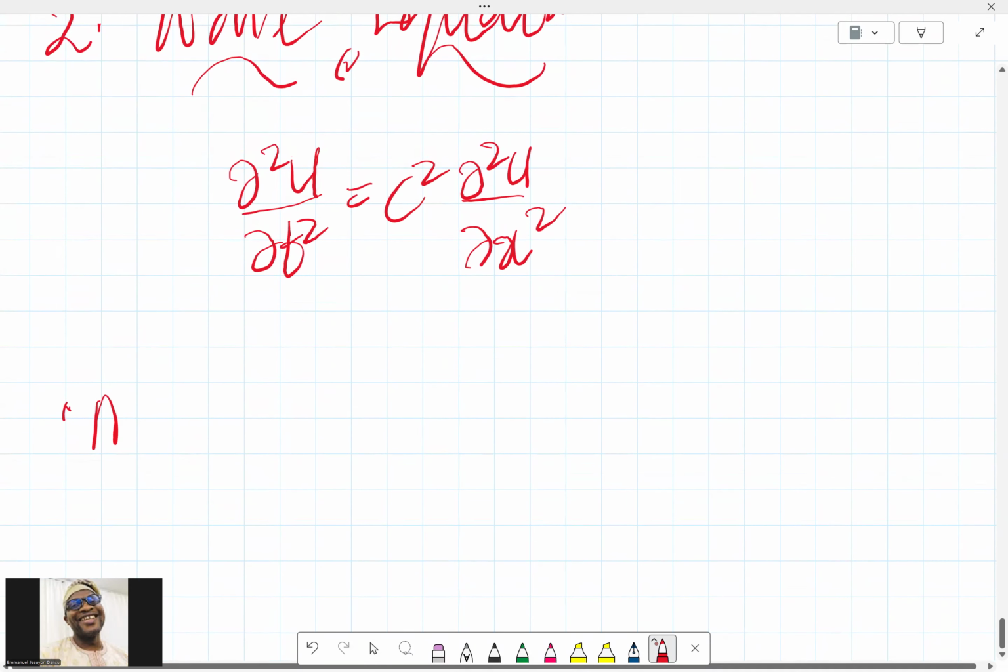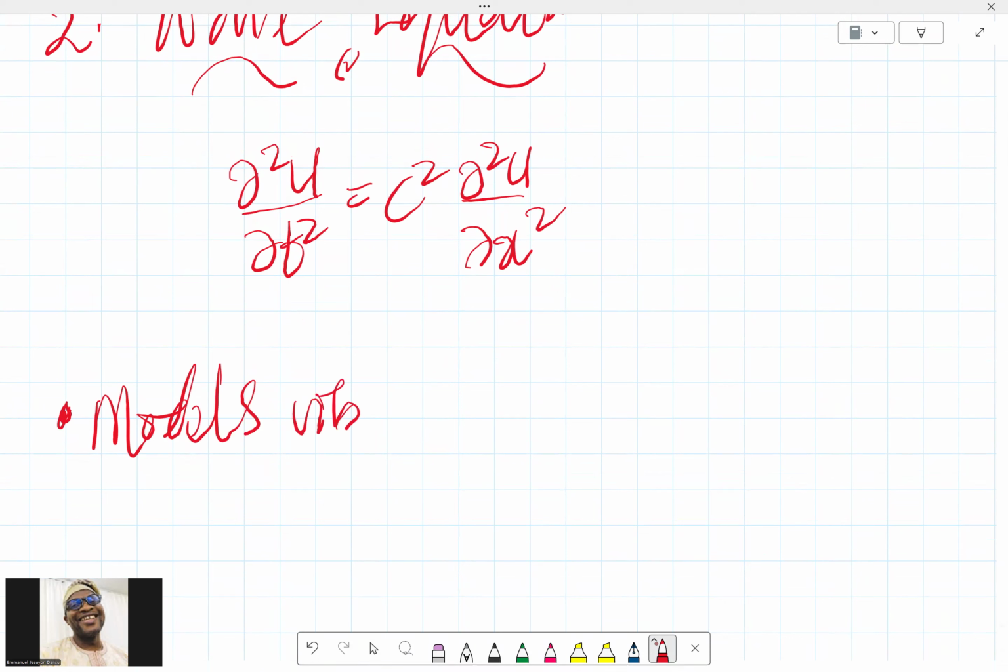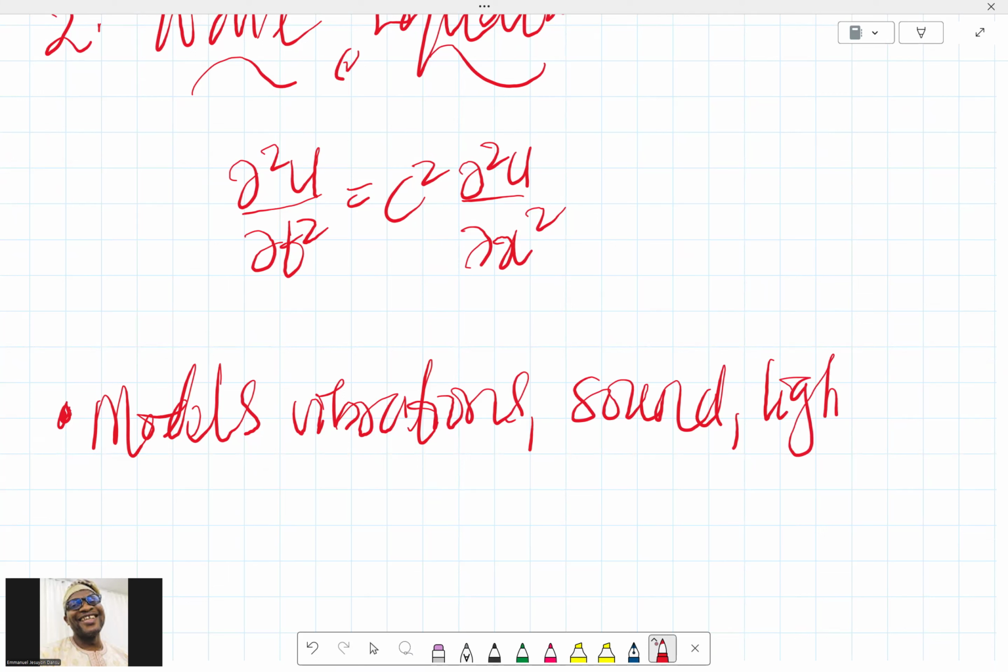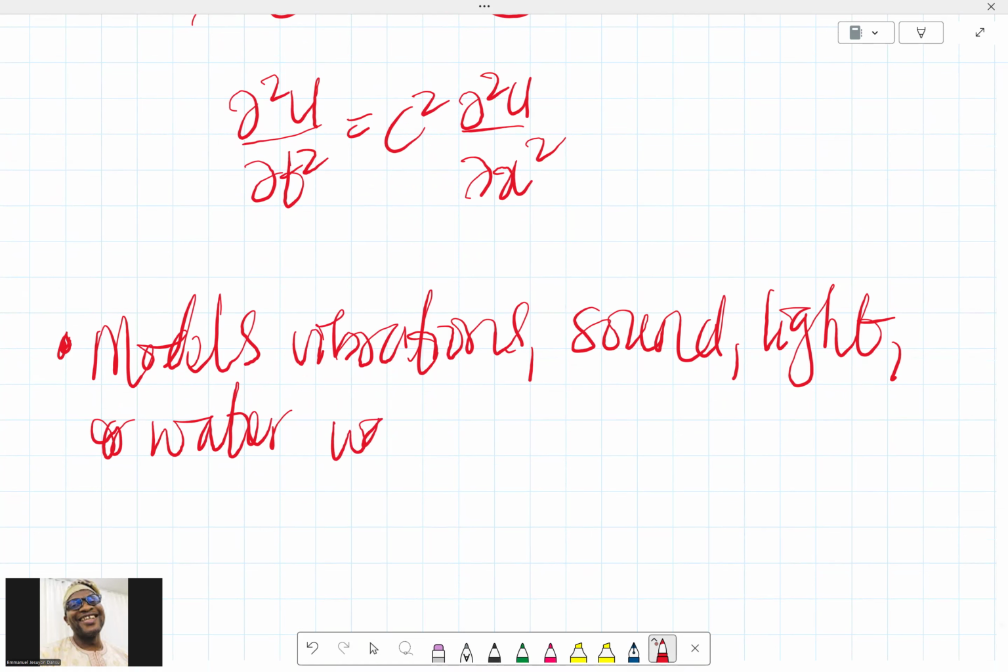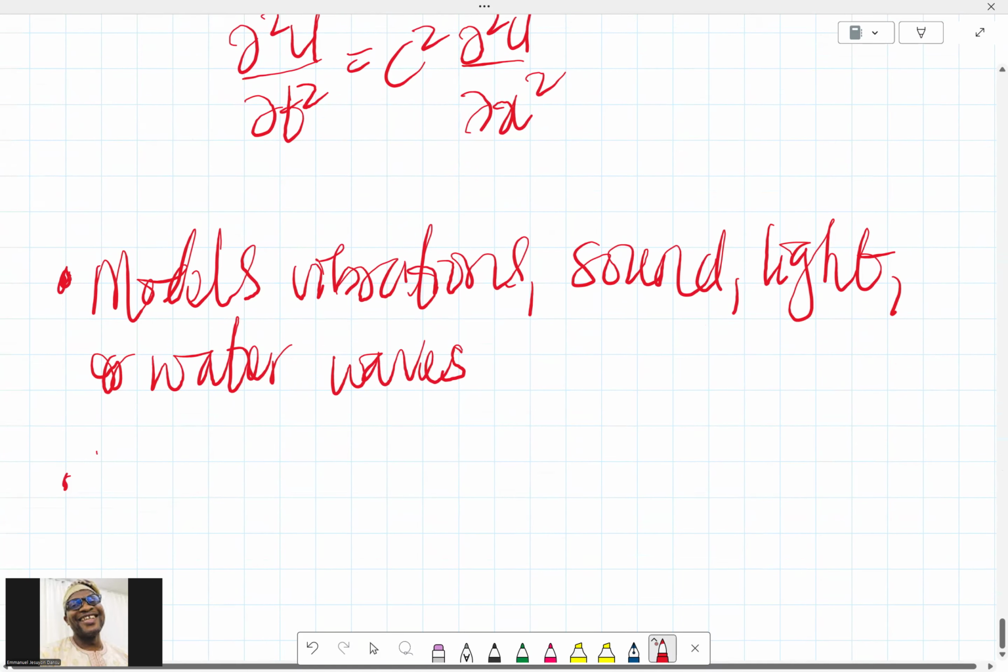First of all, it models vibrations, it models sound, light. Sound is a wave. Light can also be a wave because we have the wave-particle duality of light. Or we can also have water waves, like ripples in water bodies. Then the next thing is that it is hyperbolic. It's a hyperbolic PDE.